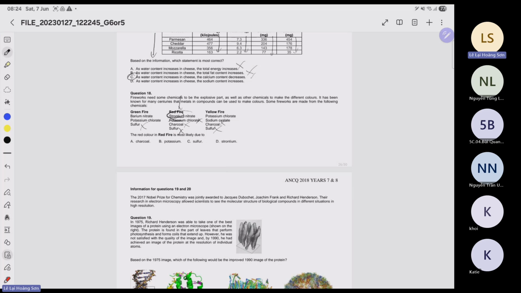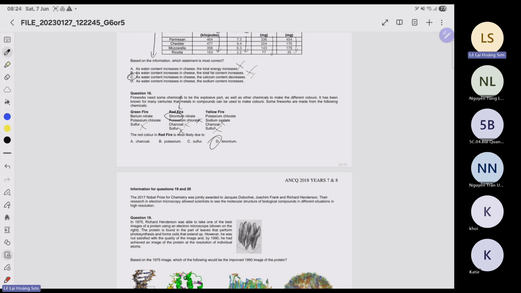So it's strontium, right? It's strontium nitrate, especially strontium, because for the nitrate part, we can also see the nitrate part in green. So nitrate is not the thing that is responsible. So it's only strontium. Okay. Question number 18 is D.